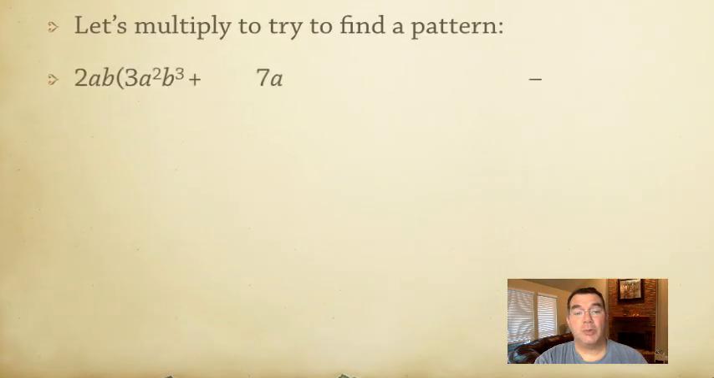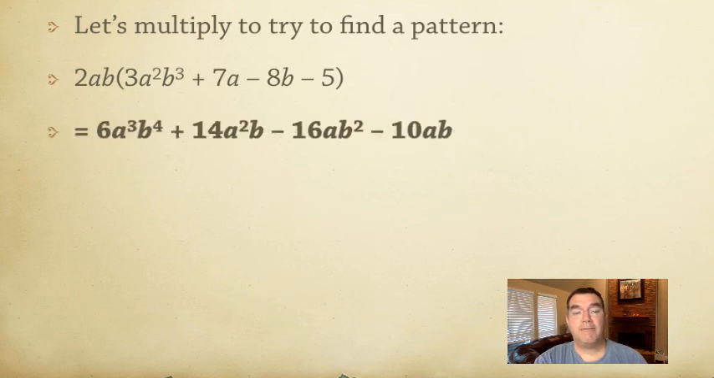If I wanted to multiply, let's say, 2ab times 3a squared b cubed plus 7a minus 8b minus 5, what would that look like? Well, following the rules that I've learned before, I would get 6a to the third b to the fourth plus 14a squared b minus 16ab squared minus 10ab. And that's just taking the 2ab and multiplying it by each term that's in parentheses separated by pluses or minuses.